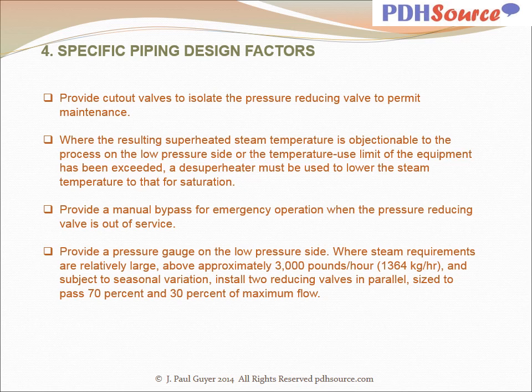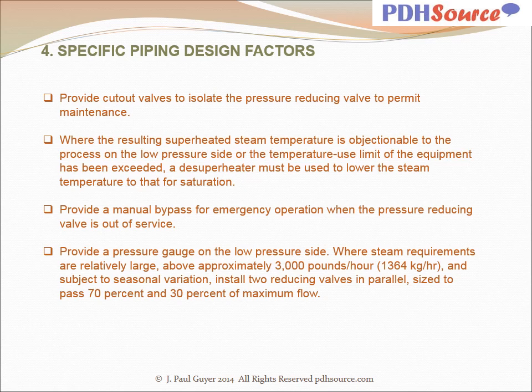Where the resulting superheated steam temperature is objectionable to the process on the low pressure side, or the temperature use limit of the equipment has been exceeded, a de-superheater must be used to lower the steam temperature to that for saturation. Provide a manual bypass for emergency operation when the pressure reducing valve is out of service. Provide a pressure gauge on the low pressure side.